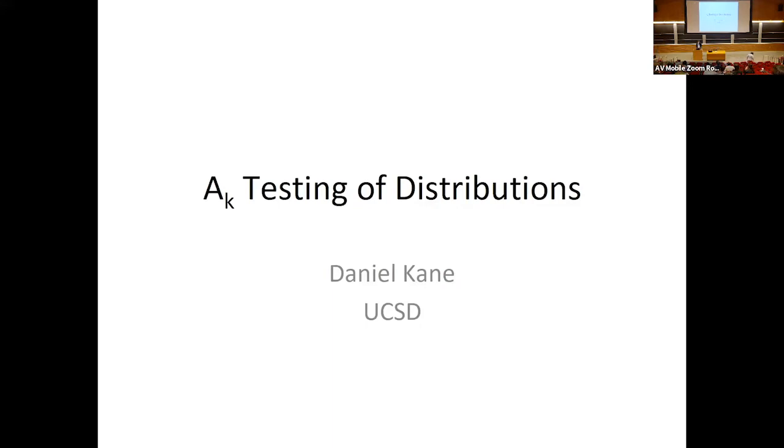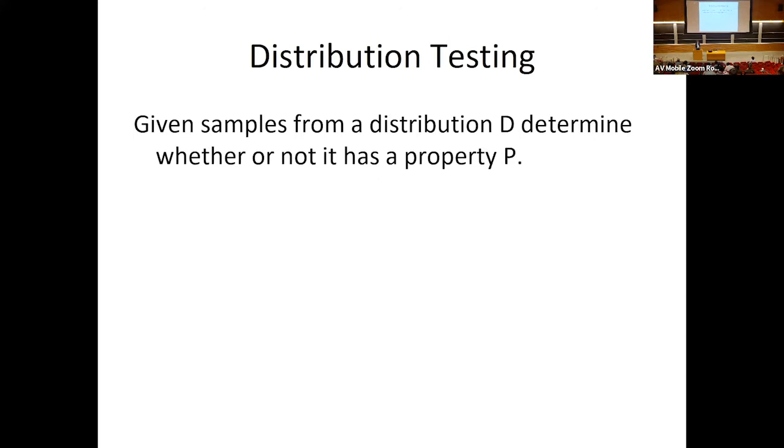Hey everybody, welcome. So yeah, I'm going to be talking about AK testing of distributions. And well, what is distribution testing? Well, at a very high level, you're given samples from a distribution D, and you want to determine whether or not it has a property P.